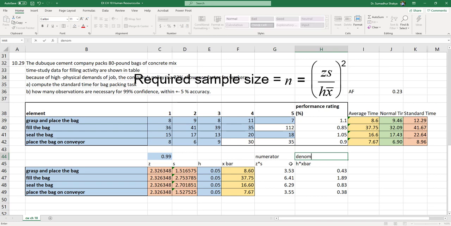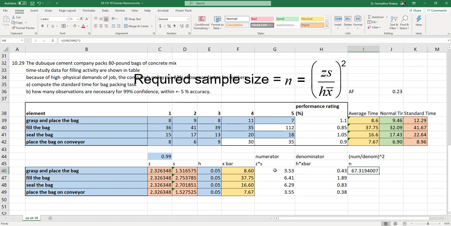This is the denominator. So then I'm going to do numerator divided by denominator, and then raise to the power of two. This would be my final number that I'm trying to calculate. So within parentheses, this divided by this, Shift 6, raised to the power 2. These are the sample sizes that we need as the final answer for each of them.